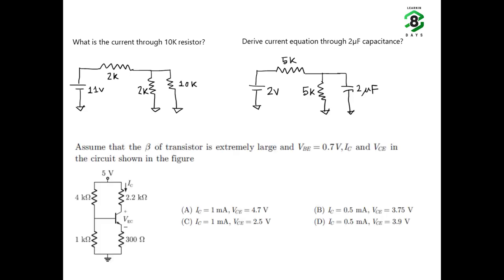And the third question is, what is the current through the collector? That is the value of IC. And what is the emitter to collector voltage? So in all the three questions, there is one element common, and that element is Thevenin's theorem. So today we will see how all these three questions can be solved using Thevenin's theorem, because that's the common concept across all these three questions.